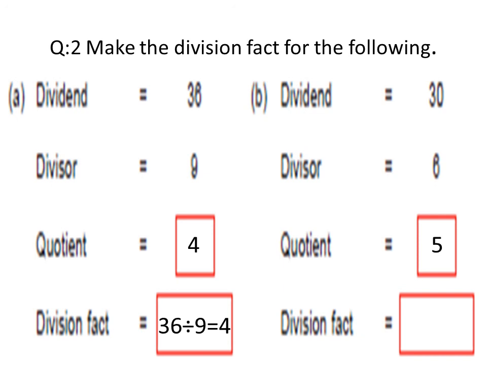Now write the division fact. Dividend is divided by divisor is equal to quotient. So 30 divided by 6 is equal to 5.